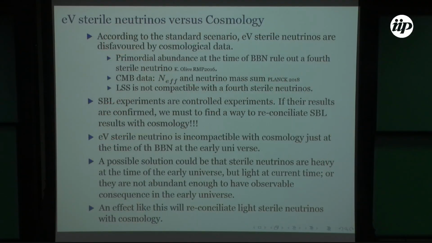And when you assume that there is, in fact, eV neutrino, when we assume that there is light right-handed neutrino, you have a problem with cosmology. Cosmology doesn't accept light right-handed neutrino. So you have to escape from the cosmological constraint. And this is not easy. You have to make an extension of the standard model to evade such constraint.